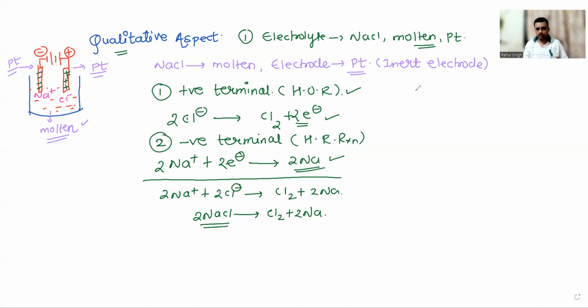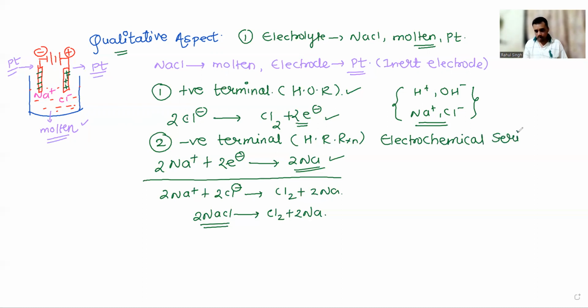What will happen if we have H+ and OH-, and also Na+ and Cl-? For this basic terminology, we are supposed to use the renowned electrochemical series. So the electrochemical series we have to study first. So what exactly is the electrochemical series? It is based on the reduction potential.